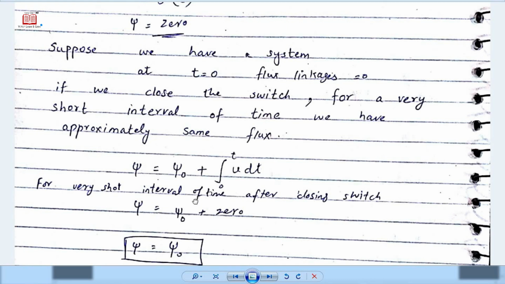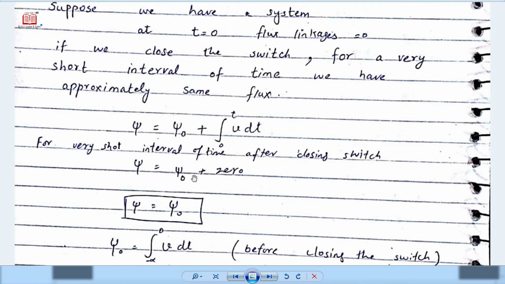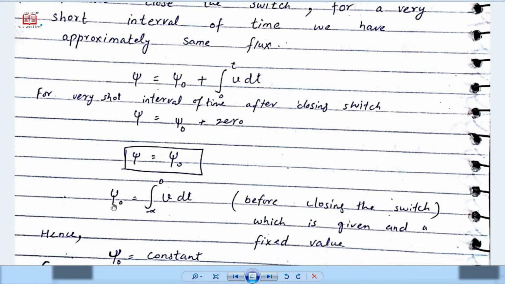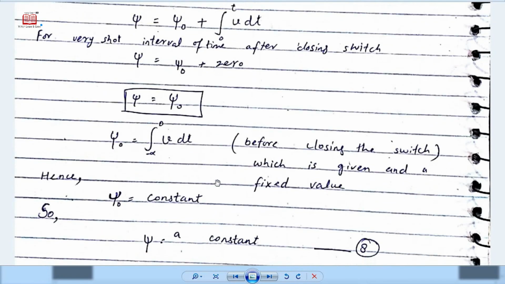So the flux is equal to psi naught, that is already present in the system overall, nothing new after the switching for a very short interval of time. So this equation becomes psi is equal to psi naught. What is psi naught? Psi naught is actually from minus infinity to 0 time, meaning all the time prior to our switching, before closing the switch, and it is given to you and it is a constant and fixed value. So we can simply write that psi naught is equal to a constant because it is provided to you.